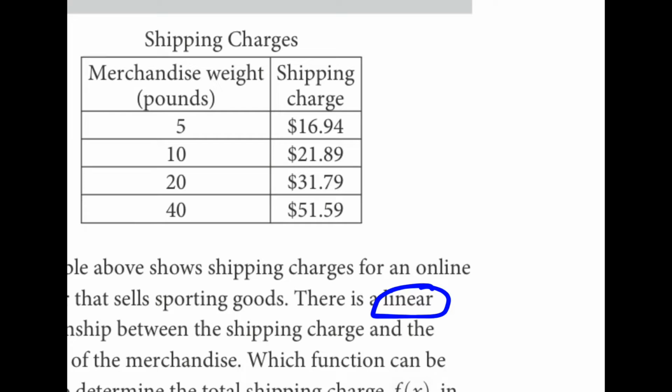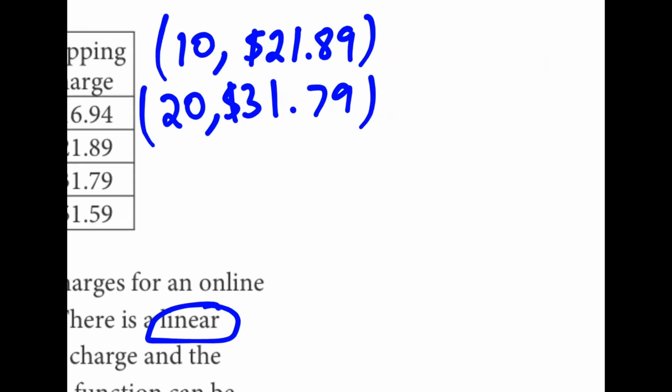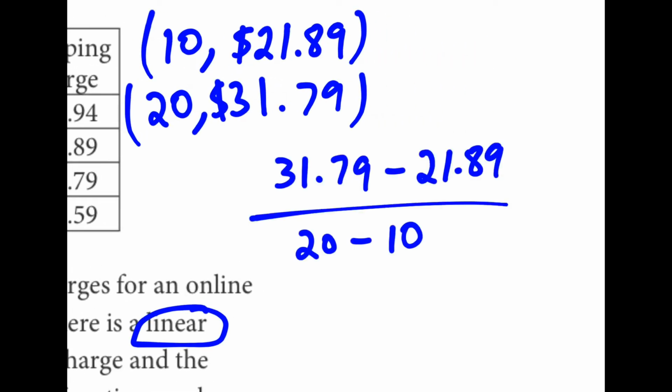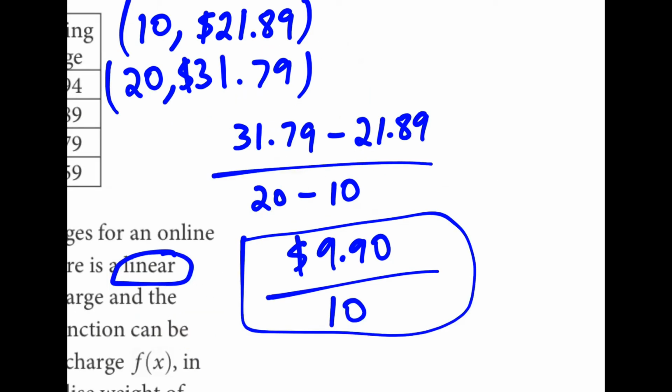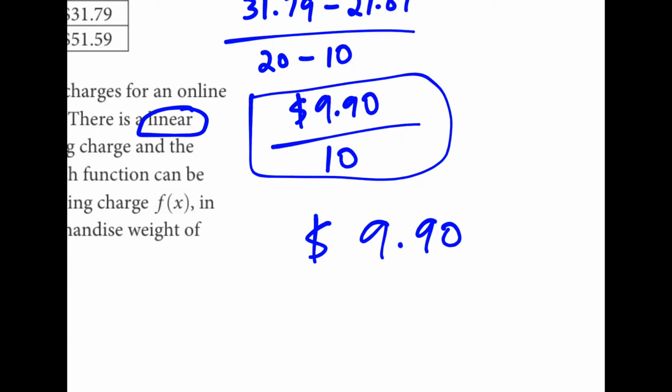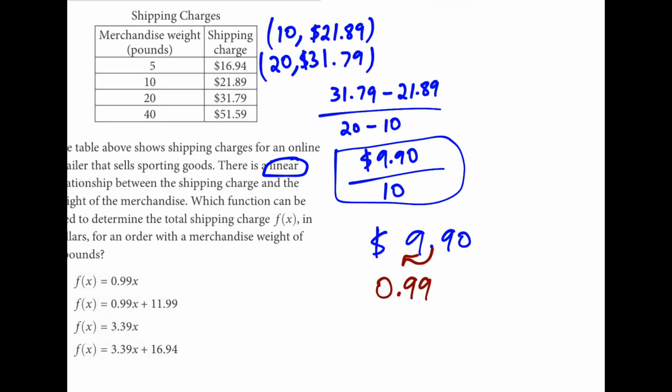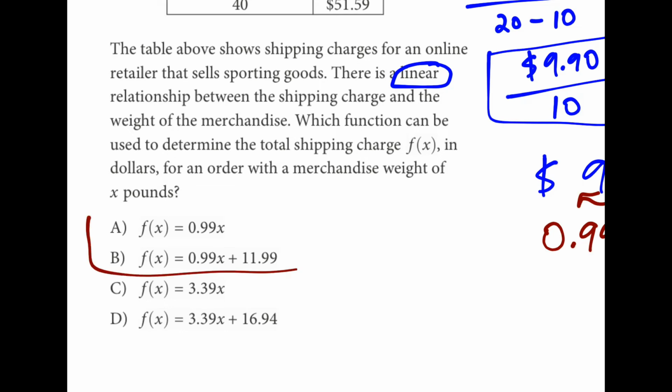Personally, I would probably just treat 2 of these as if they were coordinates, and then I'd use the slope formula. So I'm going to plug in the difference in my y values on top and the difference in my x values on bottom. Now, perhaps without a calculator, that kind of subtraction throws you off a little bit, but it's about $10. And since we're dividing by 10, that means we're going to be scooting our decimal place over. So it looks like this, and it becomes 0.99. So we know that it's either going to be A or B, one of these two.